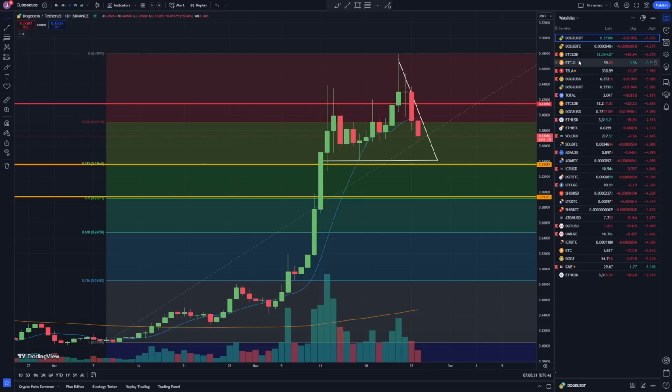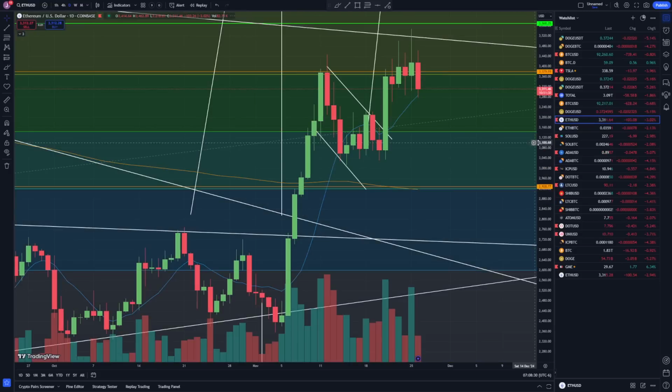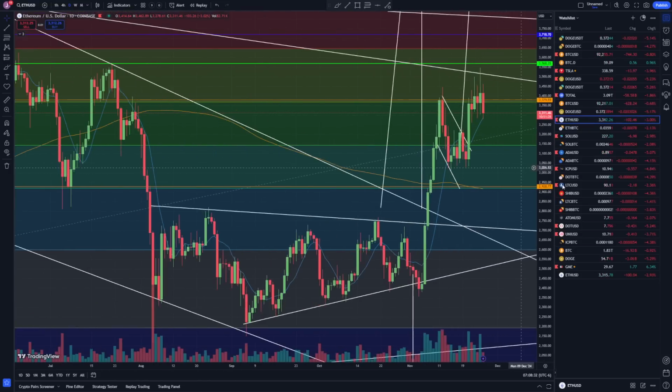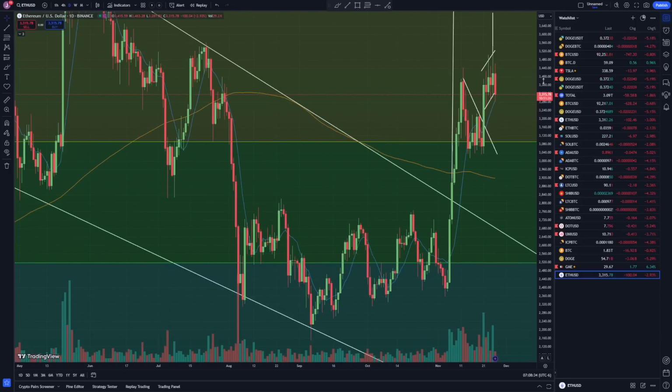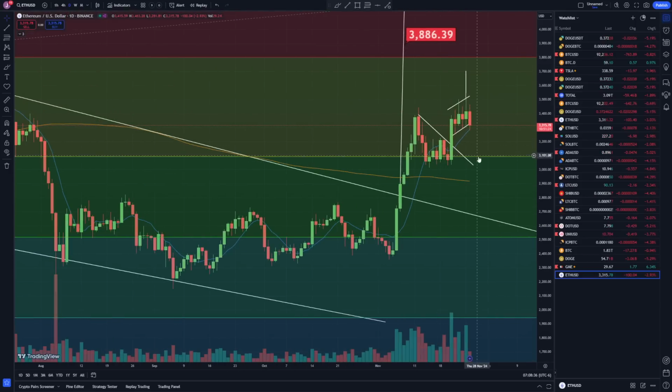But yeah, let's see what else we got. We talked about Dogecoin, compared to Bitcoin, talked about Bitcoin. Let's see what's up with Ethereum real quick. Ethereum looked like it was bouncing pretty decently, but it also looks like it might be getting a little correction as well.